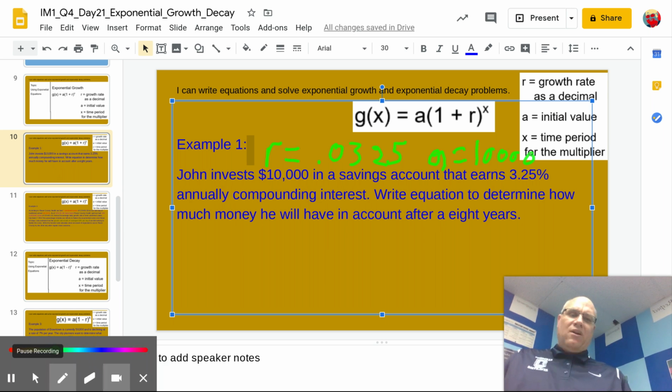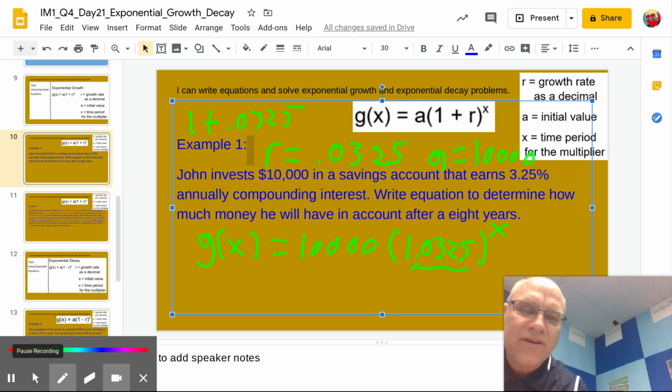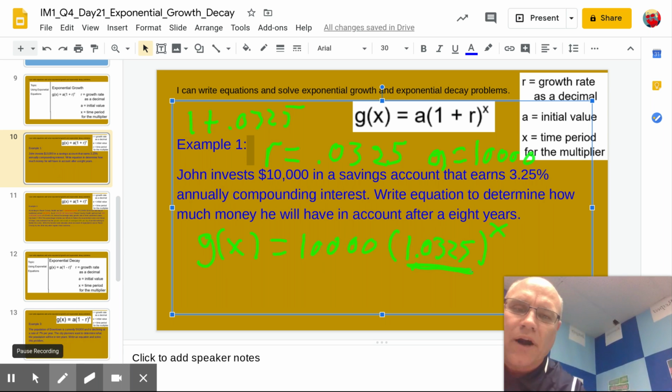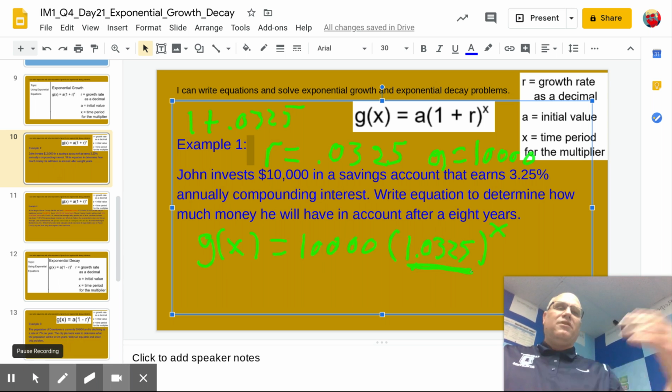All right, write the equation to determine how much money you'll have in the account after 8 years. Let's just write the equation without the 8 years, just with the x for the years right now. What would be the equation? We should get g of x equals 10,000 times 1.0325 to the x power. Do you see the difference here in our base? Our base is 1.0325 because I went 1 plus r. So 1 plus 0.0325 is how we got 1.0325 to the x power.